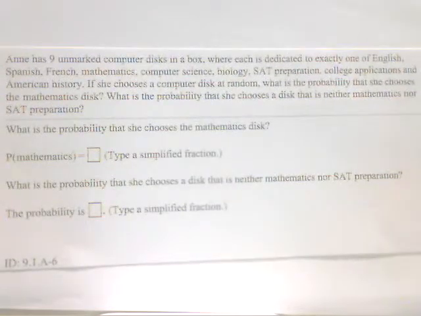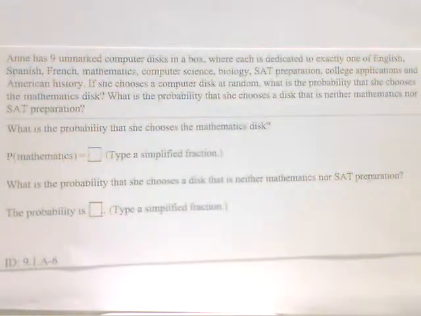All right, the next problem. Anne has 9 unmarked computer disks in a box, where each is dedicated to exactly one of English, Spanish, French, mathematics, computer science, biology, SAT preparation, college applications, and American history. If she chooses a computer disk at random, what is the probability that she chooses the mathematics disk? And what is the probability that she chooses a disk that is neither mathematics nor SAT preparation?